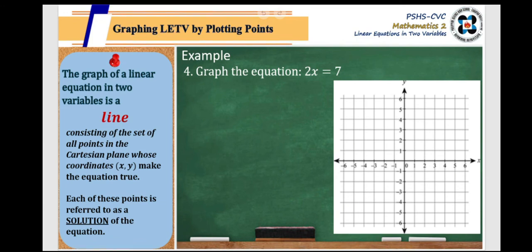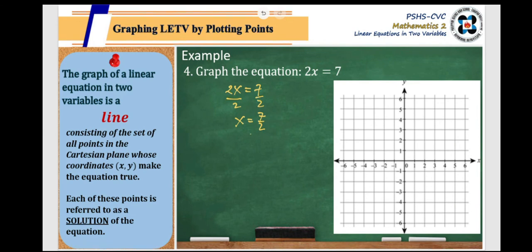Okay, so let's have our fourth and final example. Graph the equation 2x equals 7. So in this equation, this time, the y variable is missing and we only have the x variable. Okay, so first, let's try to solve for x from our equation. So we write 2x equals 7. And then to solve for x, we divide both sides by 2. So we will have x equals 7 over 2 or 3.5. For this one, we will leave it in rational form. So we have x equals 7 halves.